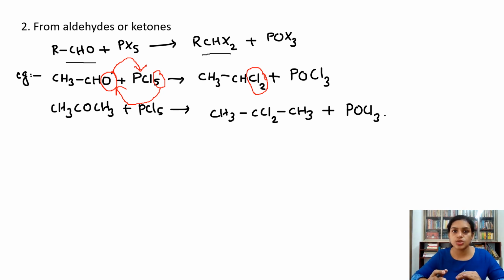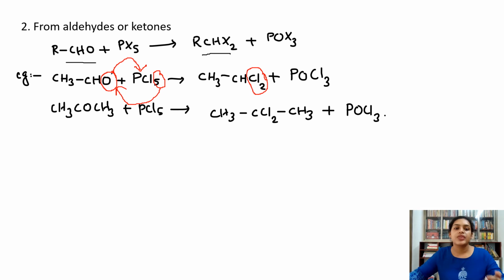So CH3CHO will give you CH3CHCl2. Instead of one oxygen, two halogens are added. And then the byproduct is POCl3. And if you take acetone, CH3COCH3 is converted to CH3CCl2CH3. Just swap the positions of oxygen and halogens. These are the methods of preparation of gem and vic dihalides.